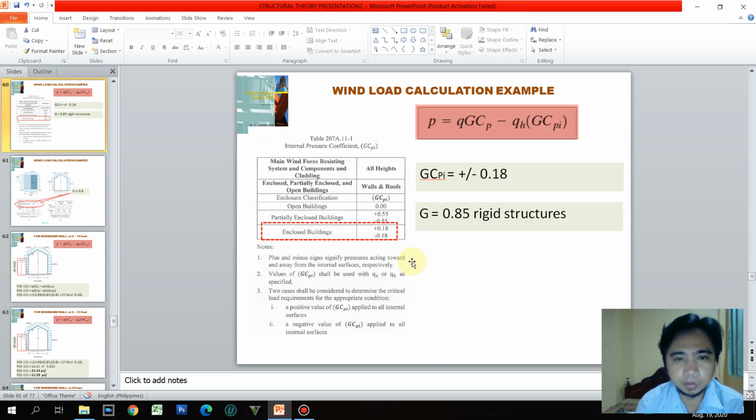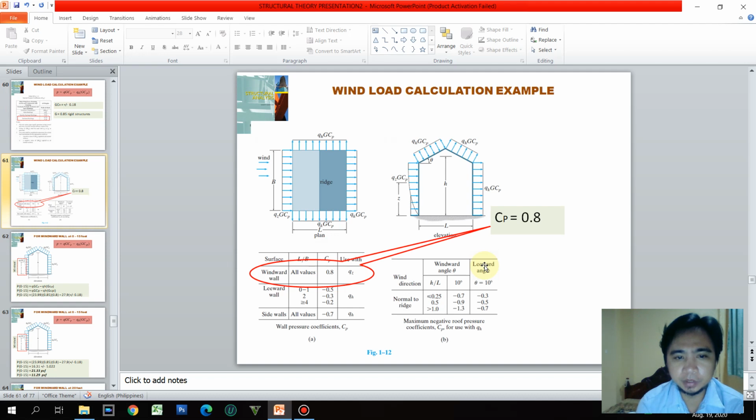Where shall we use that one? It will be used here in the computation of the pressure. So the wind load calculation or the pressure calculation consists of QGCp minus QhGCpi. So GCpi is plus or minus 0.18 for enclosed buildings, and the G here, or gust factor, is 0.85 since it is a rigid structure.